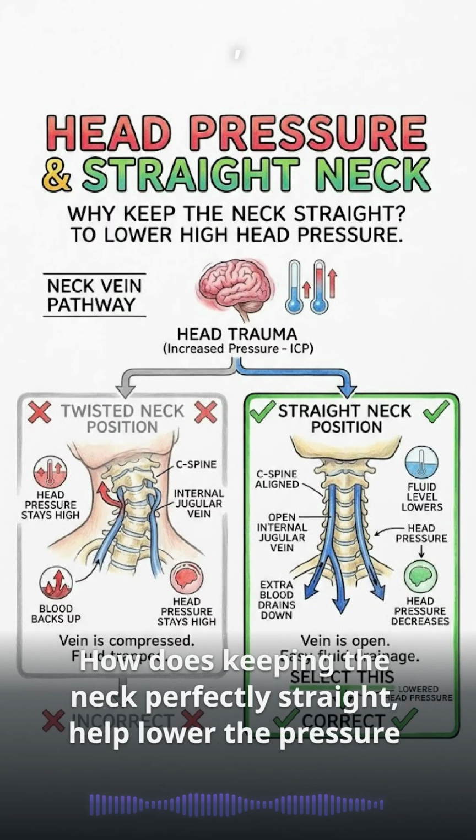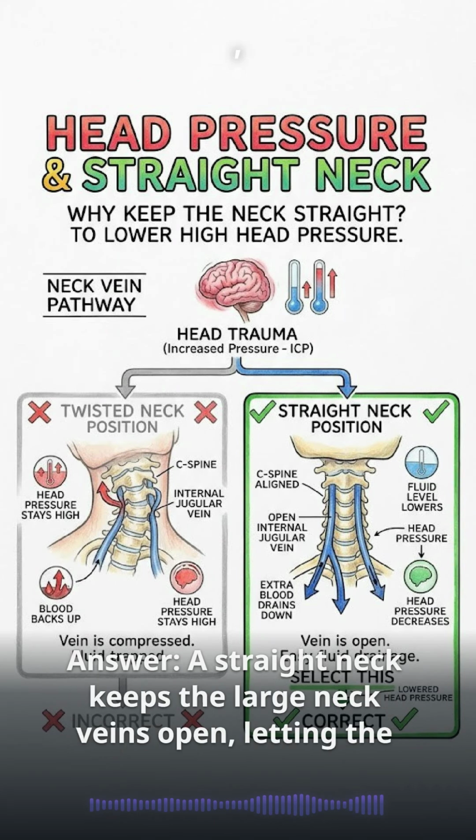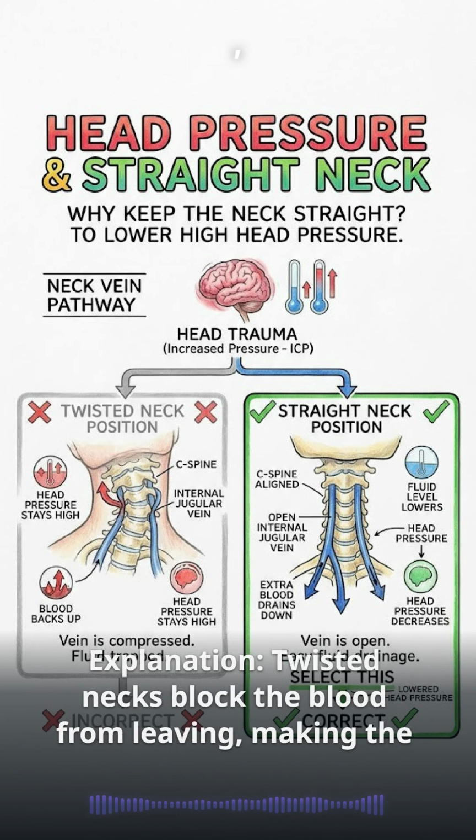34. How does keeping the neck perfectly straight help lower the pressure inside the head? A straight neck keeps the large neck veins open, letting the extra blood flow down. Twisted necks block the blood from leaving, making the brain swell up very fast indeed.